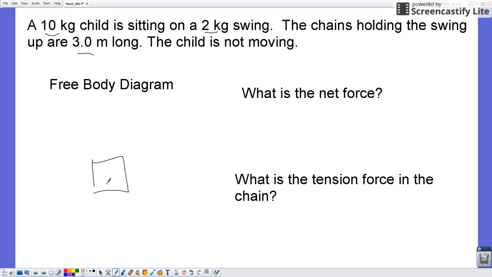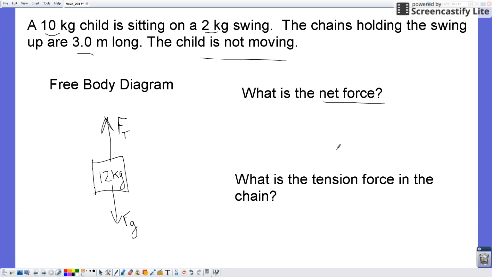All right, here we got a box. It is going to be 12 kilograms in mass: 10-kilogram kid, 2-kilogram swing. And you know what? There's a gravity force on it, and there's also a tension force on it. All right, what is the net force?